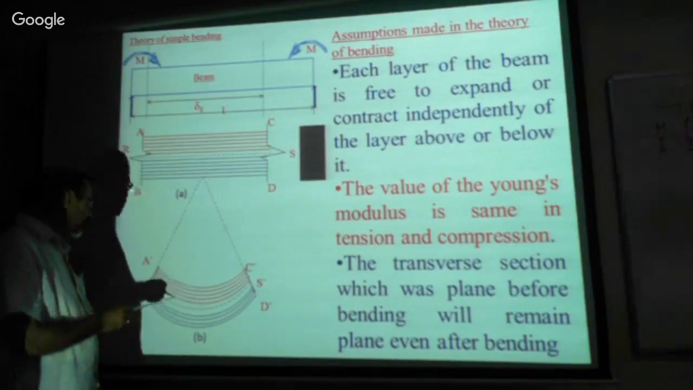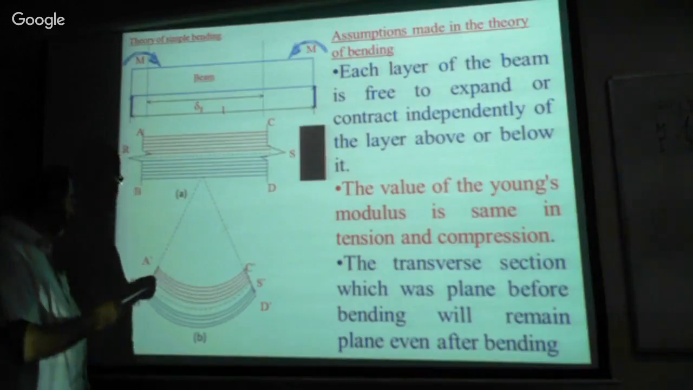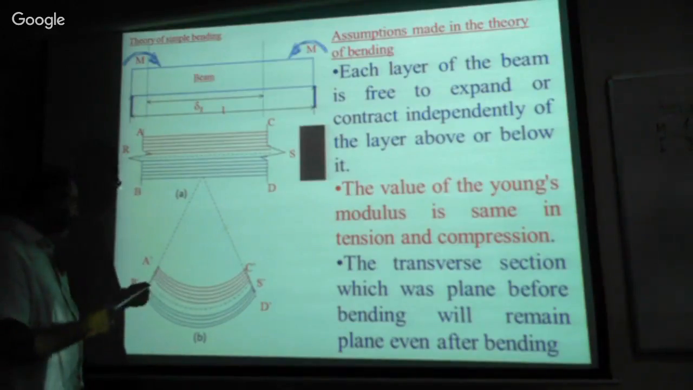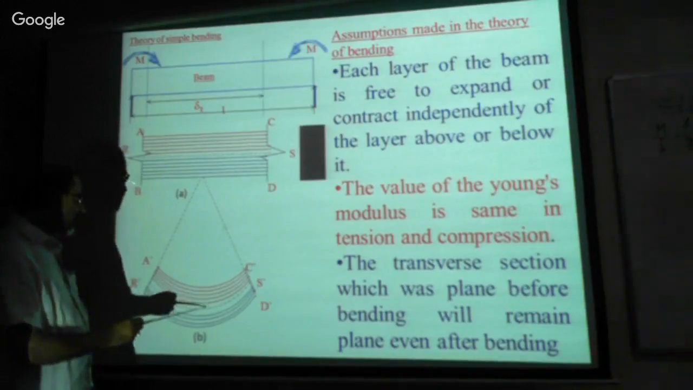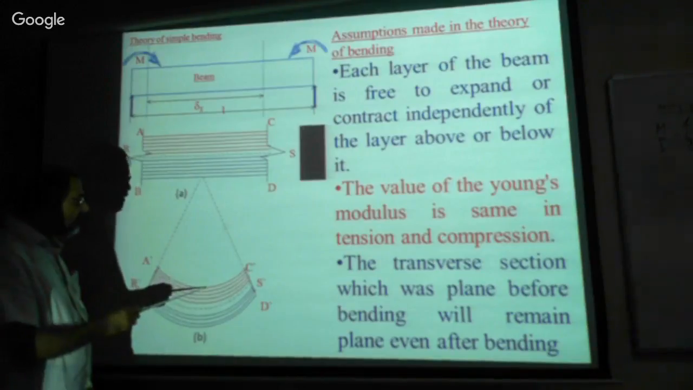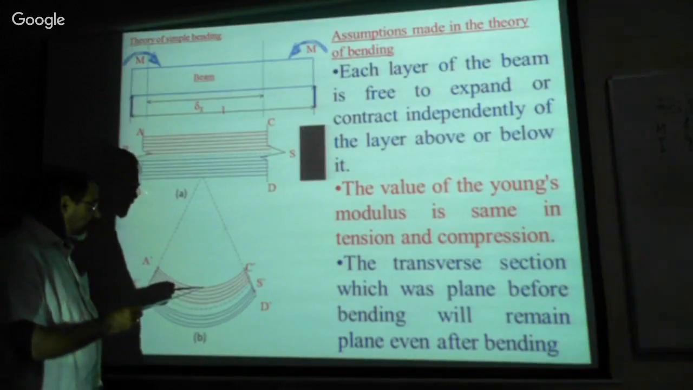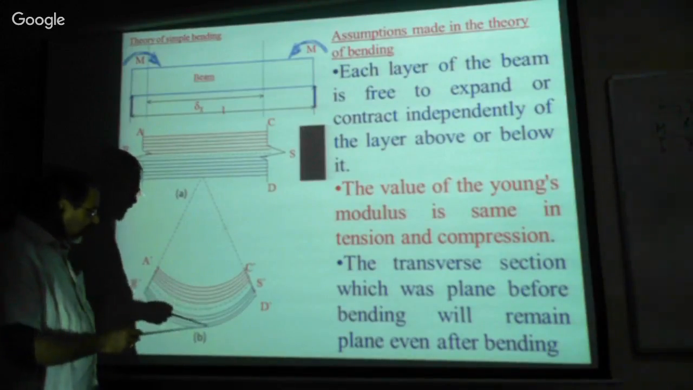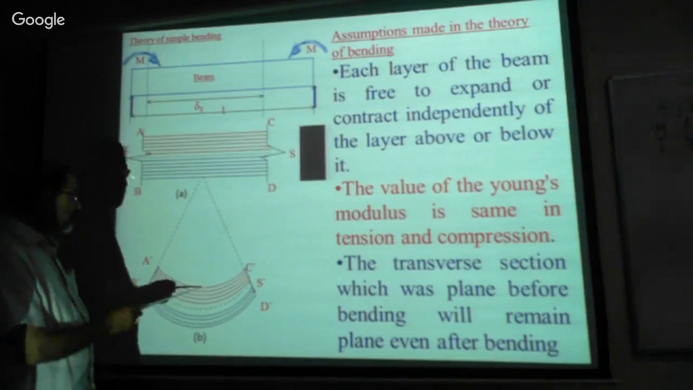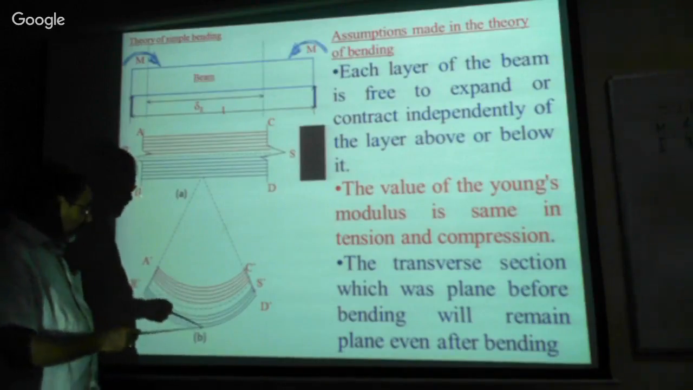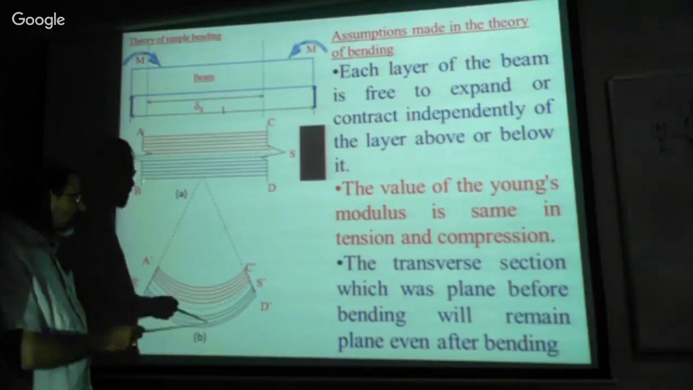Whereas in this layer, there is no tension or no compression, no expansion or shortening. Above layers are suffering from compression. This is suffering from the maximum compression, and this is suffering from the maximum tension. Now the beam is stressed within the elastic limit, and the maximum stress is in this layer, compressive stress, and this layer is suffering from maximum tensile stress.